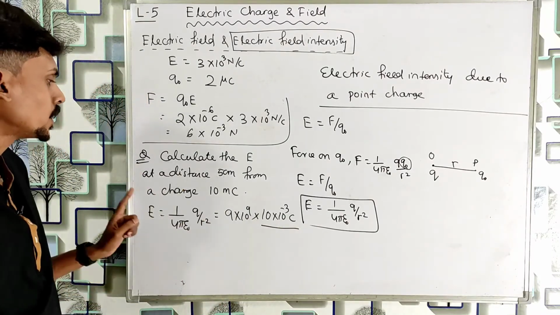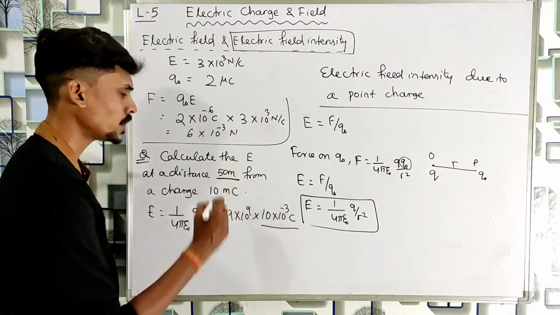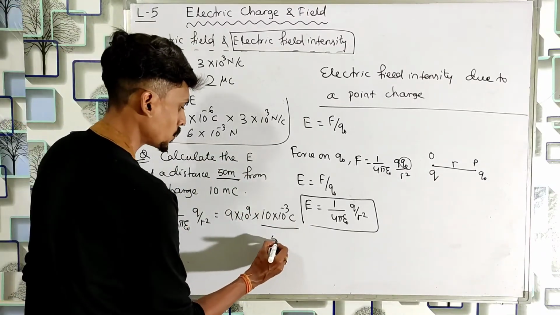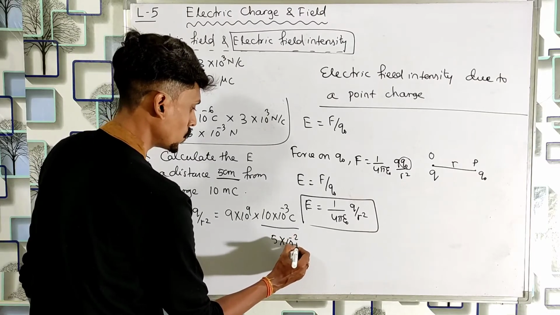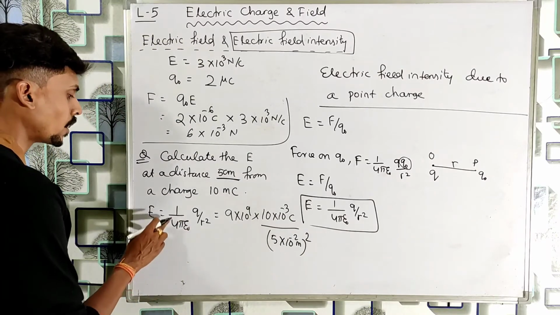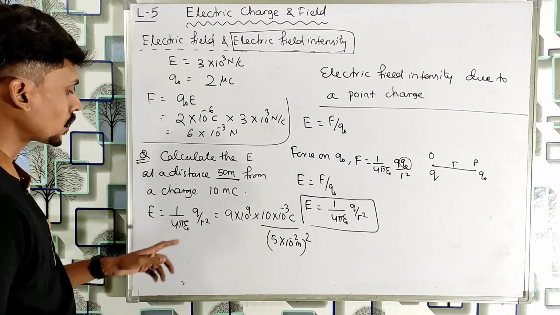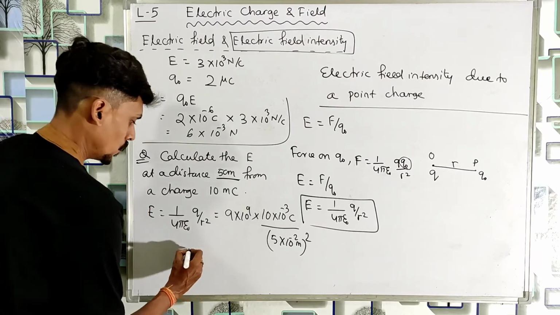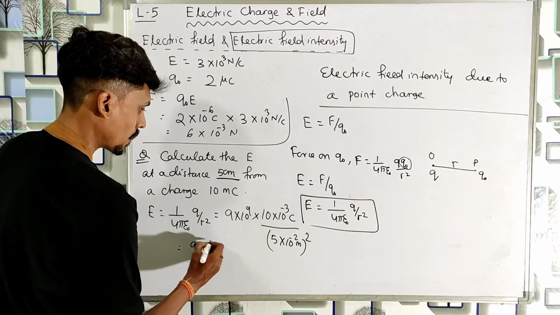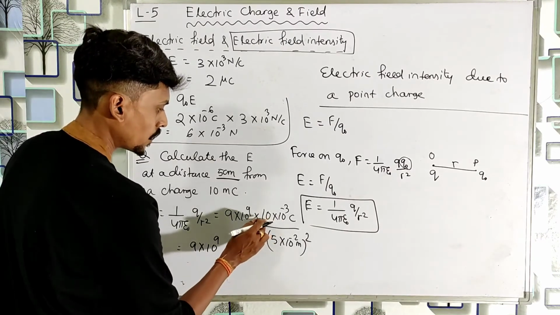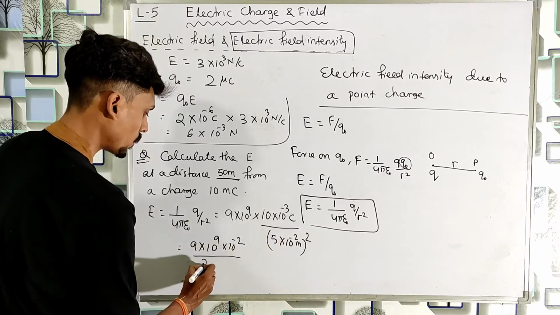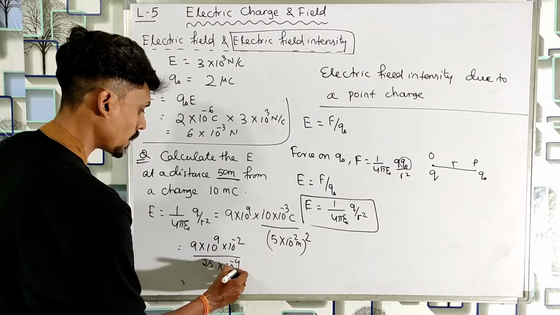What is R? R is 5 centimeter, but we have to express R in meter. So 5 centimeter means 5 into 10 to the power minus 2 meter. And we have to give a square because we have the formula 1 by 4 pi epsilon naught q by r square. This is equal to 9 into 10 to the power 9, and this one will be 10 to the power minus 2 divided by 5 square, which is 25 into 10 to the power minus 4.